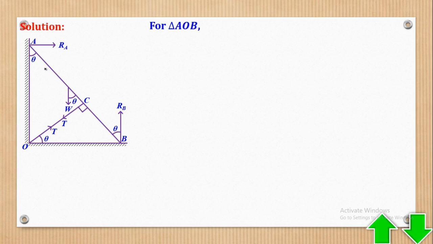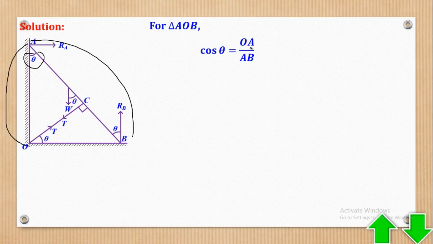So next is to find SC, since we don't know its length, so let's first get SC. For you to get SC, we shall first use triangle AOB, and realize that cos theta, using this theta, is equal to adjacent over hypotenuse, that is OA over AB. The good thing, we know AB is L, so in the end we shall come up with OA being equal to L cos theta.